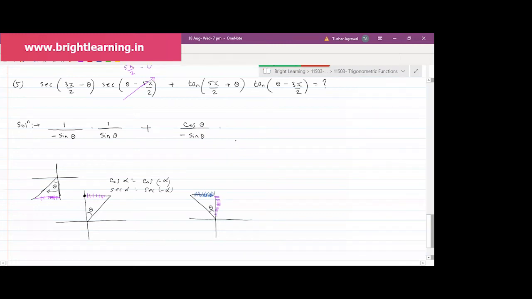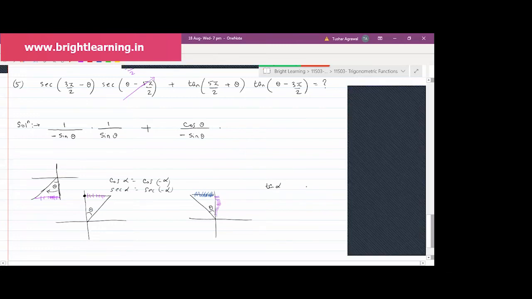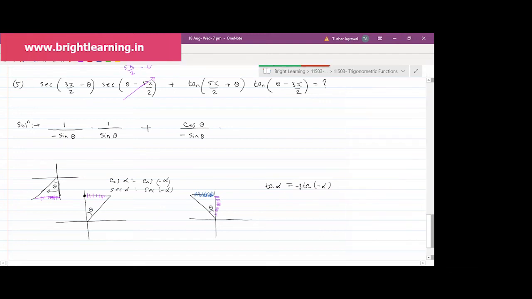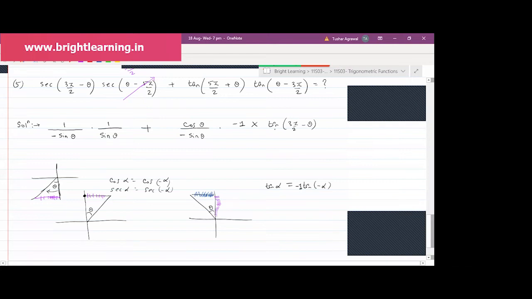Multiplied by tan of theta minus 3 pi by 2. Here you cannot directly change theta minus 3 pi by 2 to 3 pi by 2 minus theta, because tan of alpha and tan of negative alpha are not exactly the same. They are related by minus 1, minus 1 multiplied by tan of minus alpha. The sine function changes its sign and the cos function remains the same for alpha and minus alpha, so tan has the opposite sign. So here I will write minus 1 multiplied by tan of 3 pi by 2 minus theta. Now this I will calculate: tan of 3 pi by 2 minus theta.